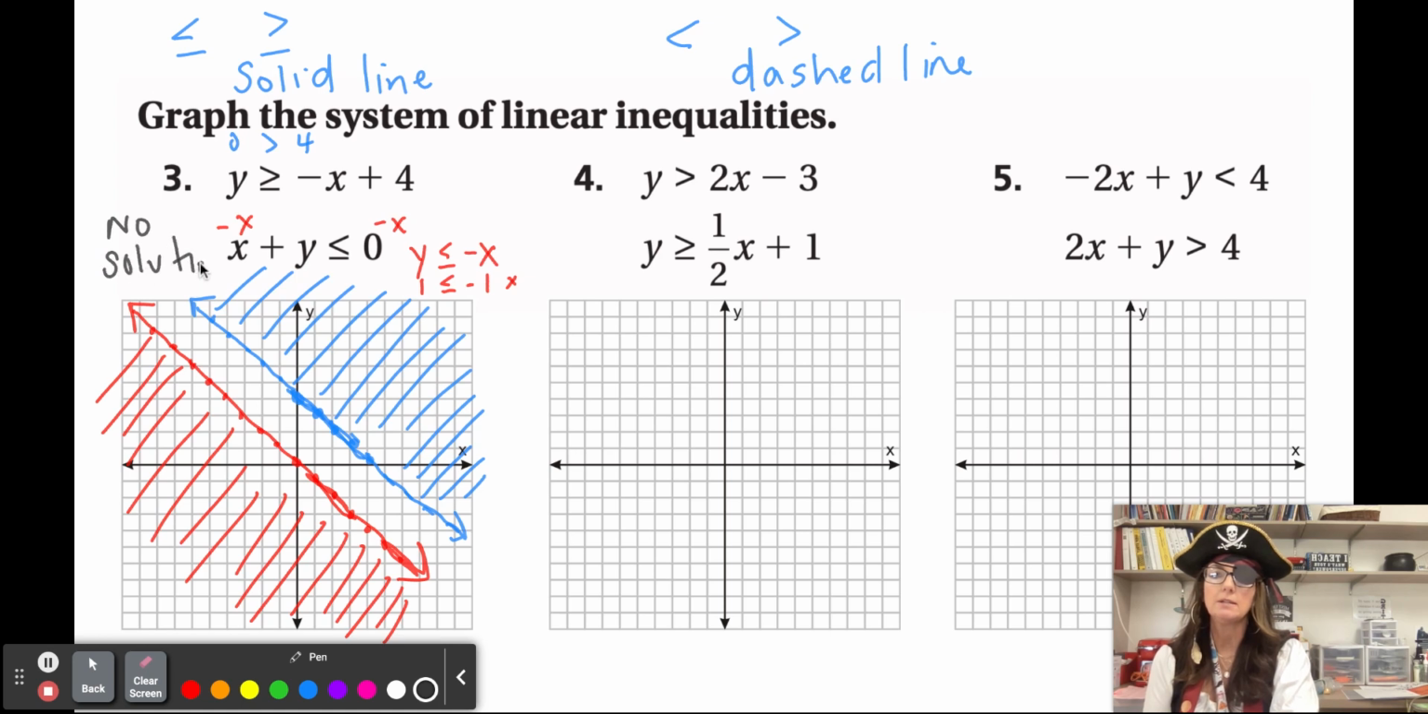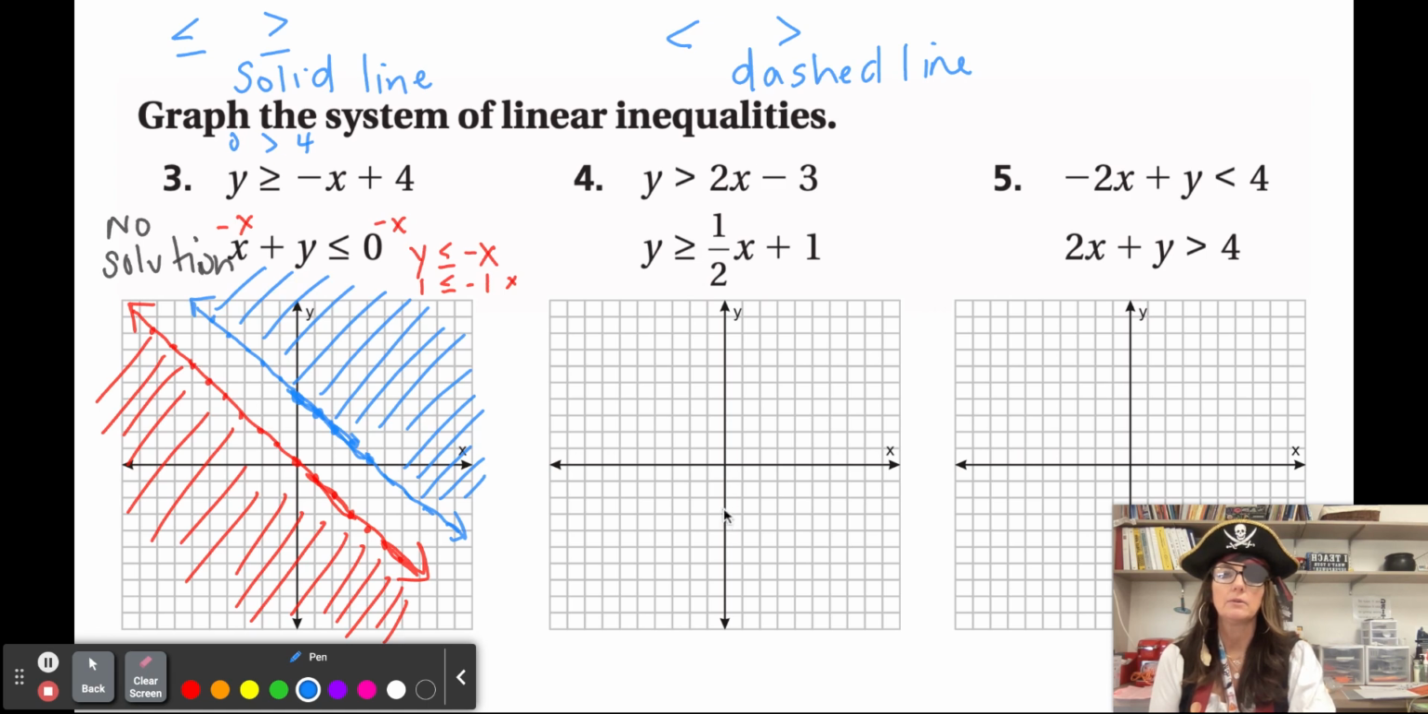So just because they are parallel, the only reason that there's no solution is because they're not shaded in the same direction, all right? If they overlap, those would be all the solution points, so keep that in mind. Okay, looking at number 4. All right, this is going to be a dashed line. This is going to be a solid line.